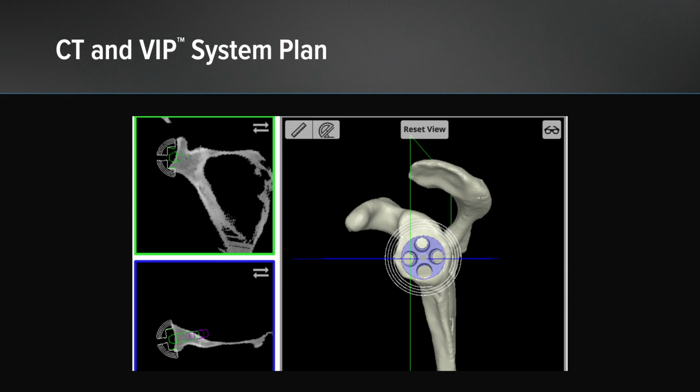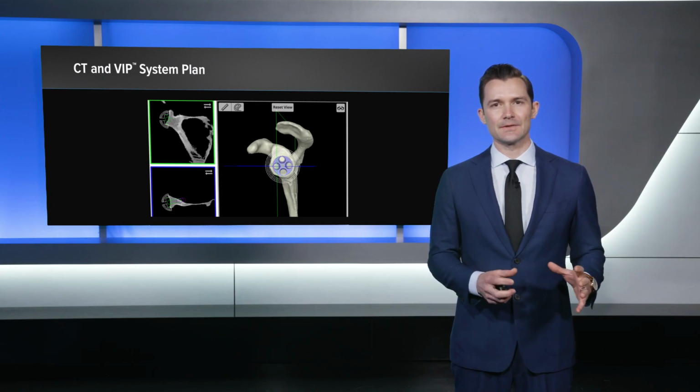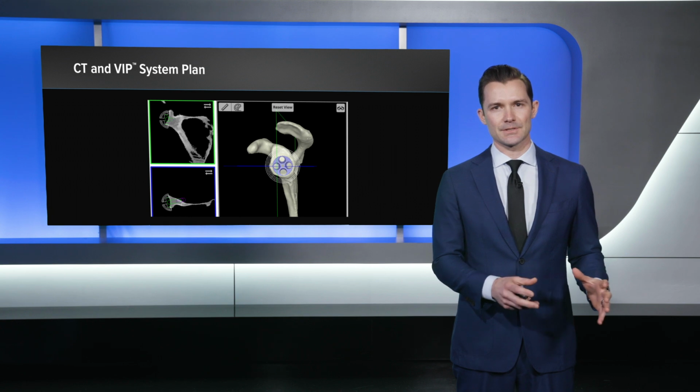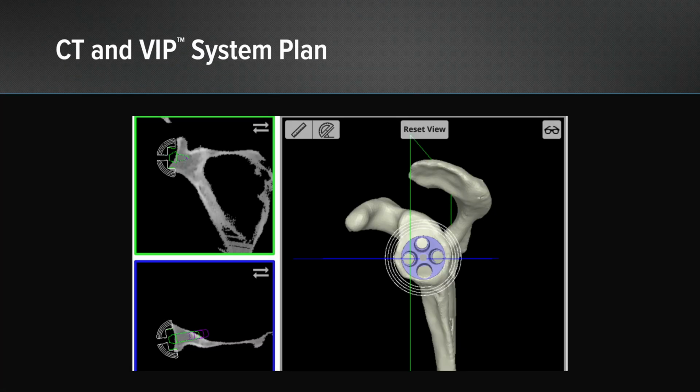Here you can see our patient's VIP plan. I personally obtain a CT scan in all of my shoulder arthroplasty patients. This really allows me to get the central pin in a perfect position. And in this case, it's very important, as you can see, because we can correct our patient's inclination and we can correct version if needed.